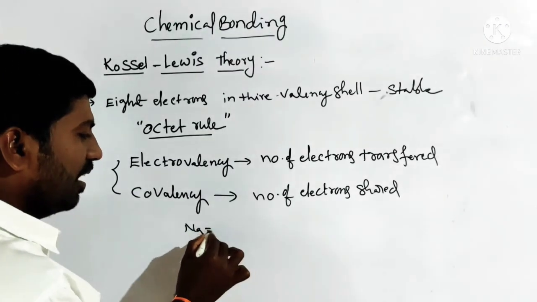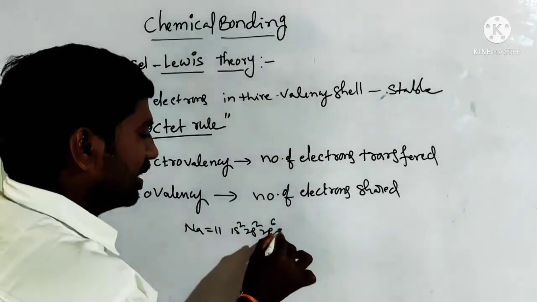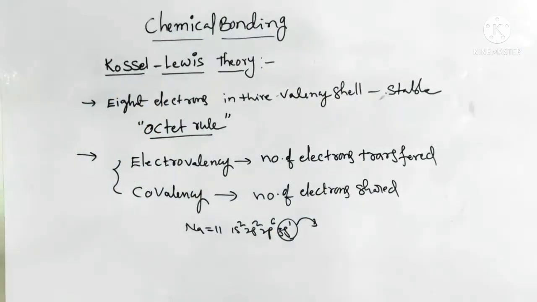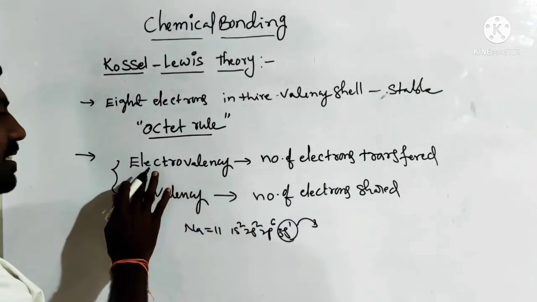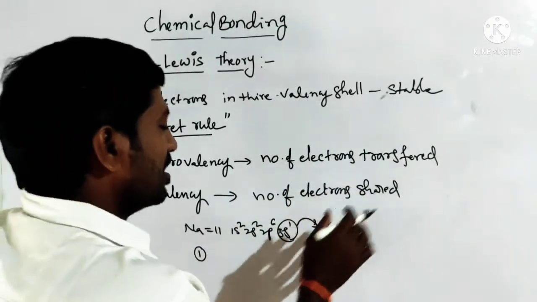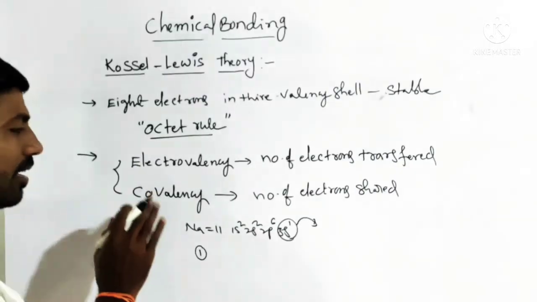Now take Na. Atomic number 11, 1s2, 2s2, 2p6 and 3s1. This one electron will be transferred. It loses it, so the electrovalency of sodium is 1, because the number of electrons transferred is 1 only.